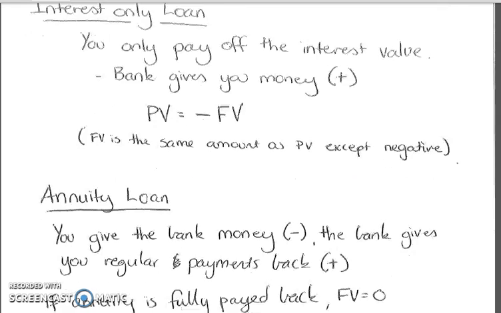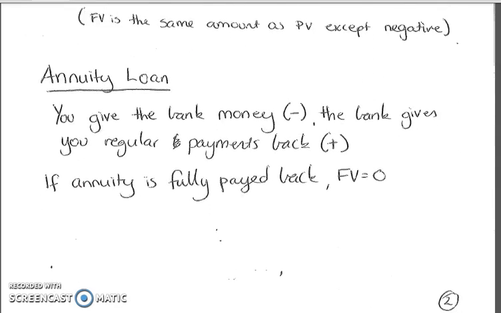Annuity loan. So you give the bank money. So it's money out of your pocket. So it's a negative. The bank gives you regular repayments back. So the bank's giving you money for your pocket, which is positive. If the annuity is fully paid back, your final value is 0. So it's kind of like a forced savings account, this one. So you give the bank money, you get some interest on it, and the bank end up giving you money back.